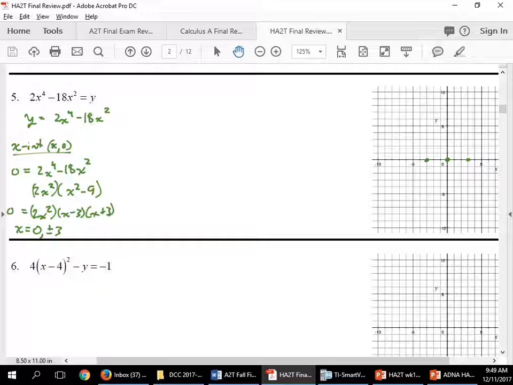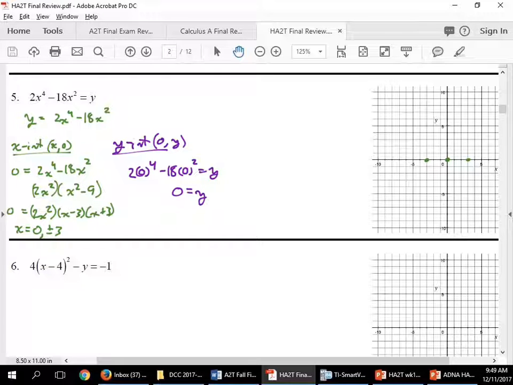Those are our x-intercepts. Let's find our y-intercepts. To find our y-intercepts, we plug 0 into the x. It's like the other one, but the other variable. To do this one, we just have to plug the 0 into all those x's. So we get 2 times 0 to the fourth minus 18 times 0 raised to the second power equals y. What do we get? 0. So our y-intercept is the same as our x-intercept right here. So it's not helping us out with graphing it at all.